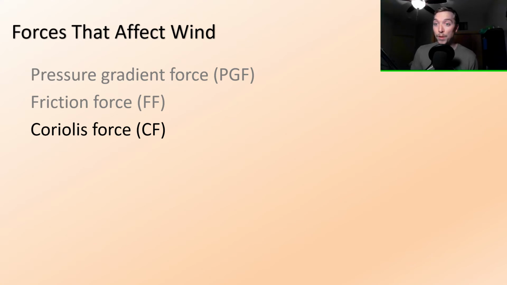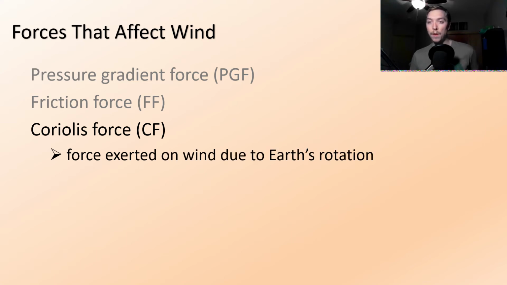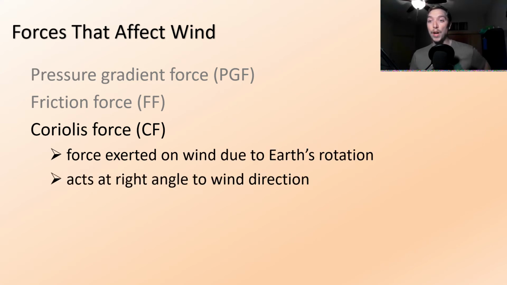Finally, let's go ahead and talk about the Coriolis force. This is the force exerted on wind due to the rotation of the Earth, acting at a right angle to the direction of the wind. So wind doesn't cross isobars at right angles given this force from rotation. The Coriolis force does not itself generate wind, it modifies the direction of airflow. In the northern hemisphere, winds are deflected to the right of their path of motion. In the south, they're deflected to the left of their path of motion.